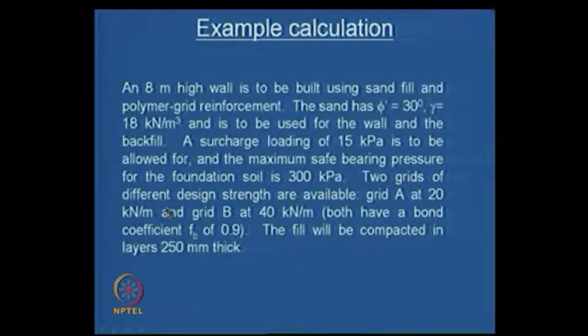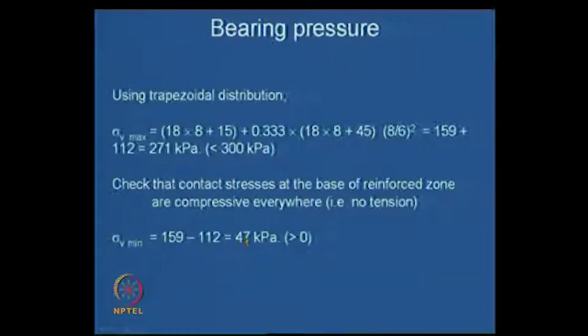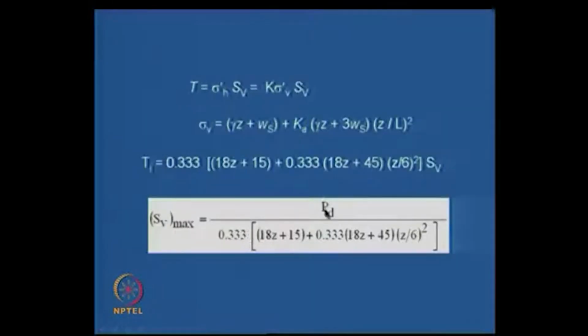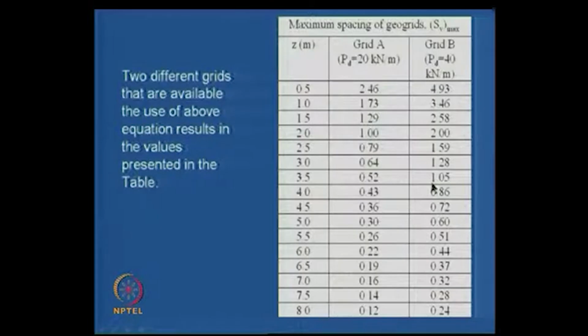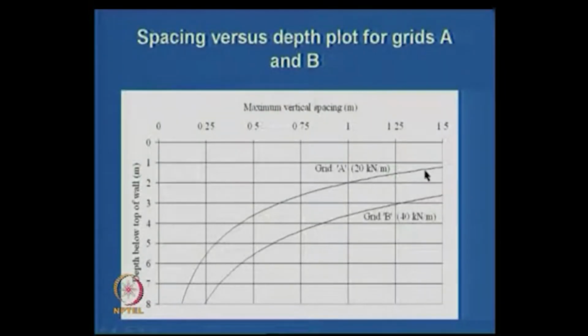Two grids of different design strengths are available, 20 and 40, okay. The 0.9 is available, this we should remember, okay. So, you put that number here, and then put this sort of equation, and you will get a grid like this, grid A, grid B. Depending on the spacing and all that, you will get some sort of simple diagram like this. And actually, we are only going for close spacings only.